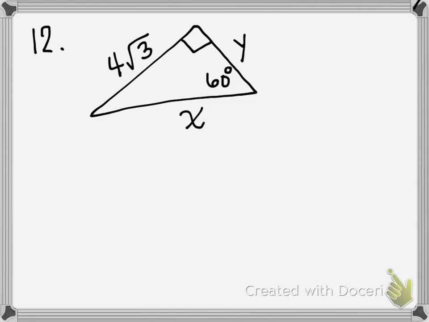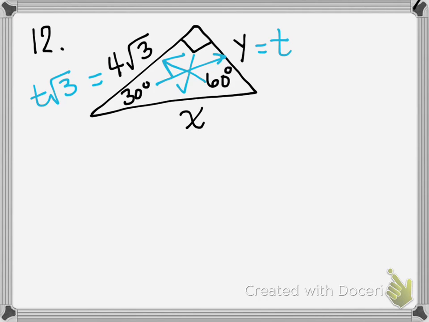Okay, so here's number 12. I set everything up. I'm going to put in this missing angle, which is 30 degrees. And then I'm going to label each side. Opposite of 30 is T. Opposite of 60 is T square root of 3. And opposite of 90 is 2T. That's the shortcut we learned in class today.